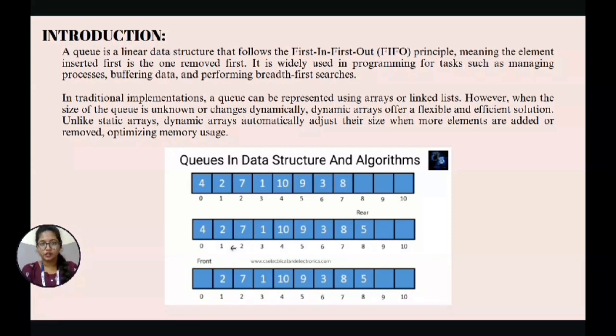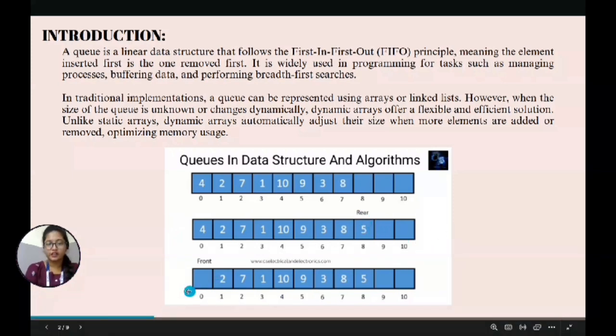In traditional implementations, a queue can be represented using arrays or linked lists. However, when the size of the queue is unknown or changes dynamically, dynamic arrays offer a flexible and efficient solution. Unlike static arrays, dynamic arrays automatically adjust their size when more elements are added, optimizing memory usage. Here, first initialization of the queue is done. That is, the initial queue is given here, and the insertion from the rear end is done here, and deletion from the front end is done here.